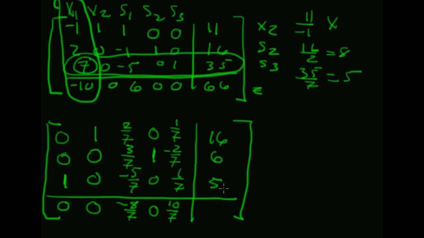And then what do we get here? We got 5 times negative 5, times that's 50. 50 and 66 is 116.